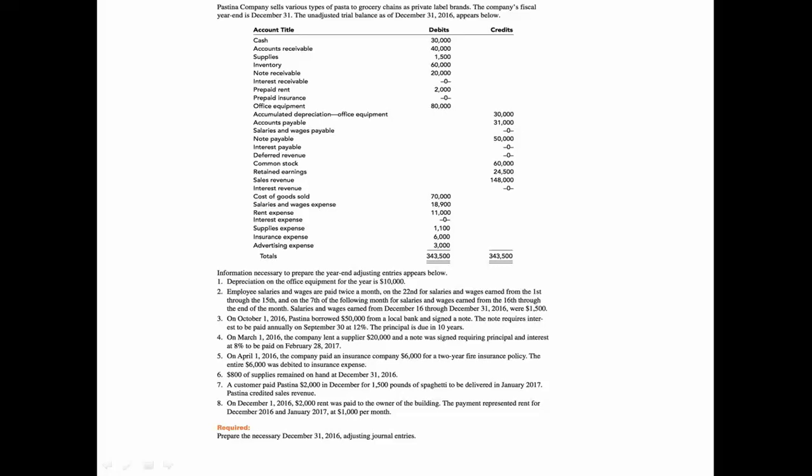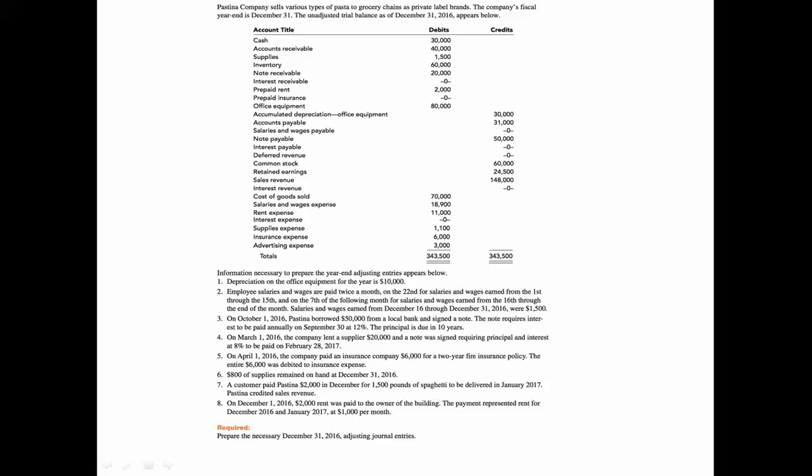So number 8, lastly, on December 1st, $2,000 rent was paid to the owner of the building. The payment represented rent for December 2016 and January 2017, basically 2 months at $1,000 per month. So we received $2,000. Oh, I'm sorry, $2,000 rent was paid by the company, right? So we have to account for this. Let me just double check this again.